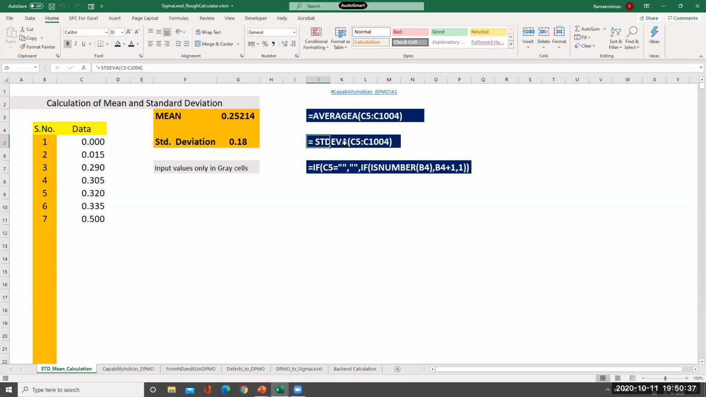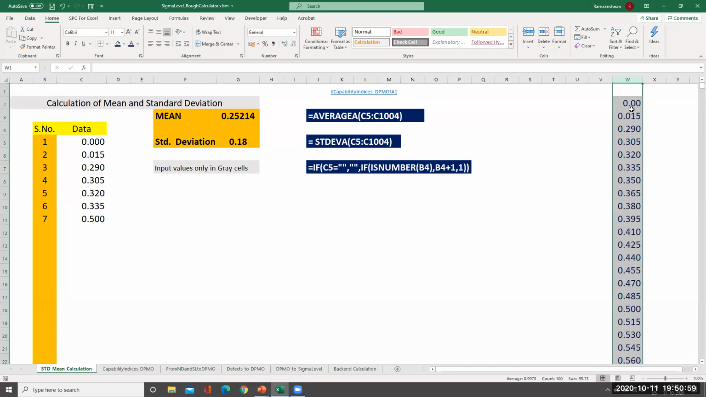This is very important because then it will calculate the standard deviation only for those cells which have numbers. Okay, and now we can use any data, any column data, and find out the mean and standard deviation. All you need to do is it should be in a column format. So I have got a W column. I'll show you this column there. So 100 data are there.